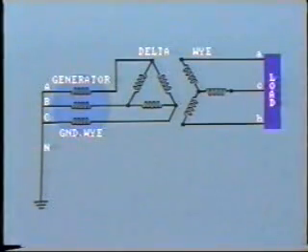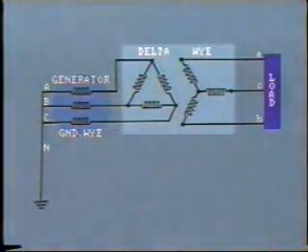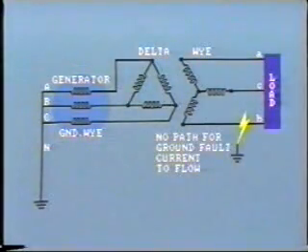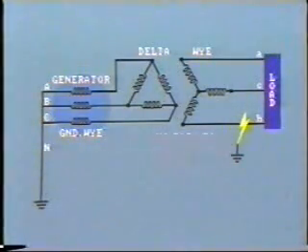Now, let's look at the more common case where we have a delta-Y step-up transformer close to the generator. With the Y side ungrounded and a fault on the secondary, there is no path in the transformer high voltage winding for ground fault current to flow. Therefore, the fault would have no effect on generator or transmission line currents.